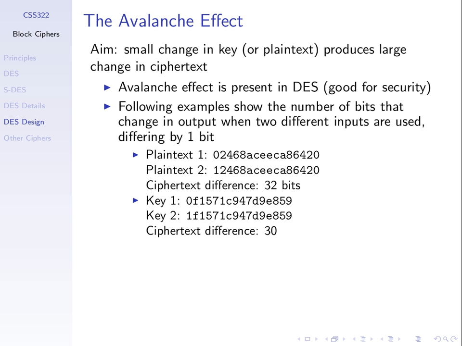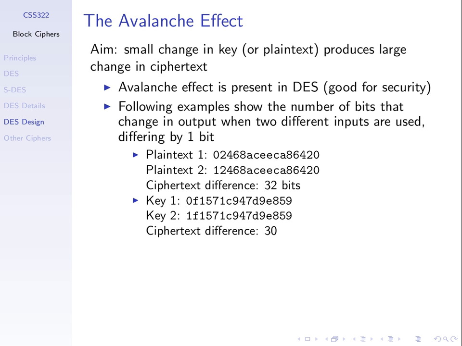So, for example, a small change in the key: if we apply some cipher, we take one key, encrypt with our cipher, we get some ciphertext. If we change that key by just one bit, then what we'd like is that the ciphertext as an output is changed by many bits. Changing just one bit on the input should change many bits on the output. That's desirable.